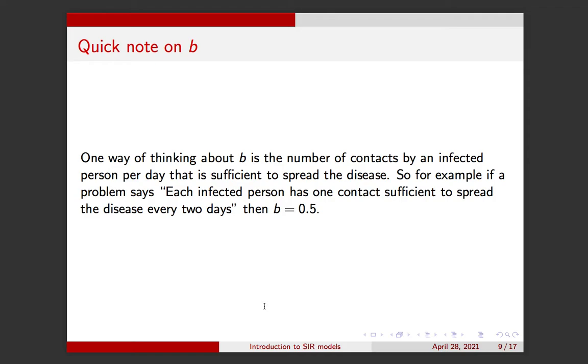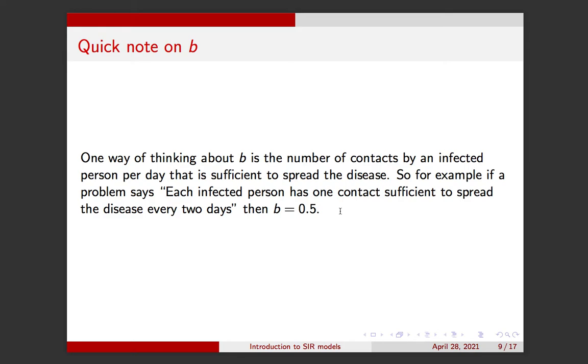So a quick note about that B, this effective contact rate. One way of thinking about it is the number of contacts by an infected person per day sufficient to spread the disease, but not guaranteed to spread the disease. So if I cough and I don't cover my mouth and you're 3 feet away from me, there's some probability you'll get my disease, but it's not guaranteed. Here's one way the homework can talk about that kind of thing. If I say each infected person has 1 contact sufficient to spread the disease every 2 days, you would take 1 divided by 2, and there's your effective contact rate.